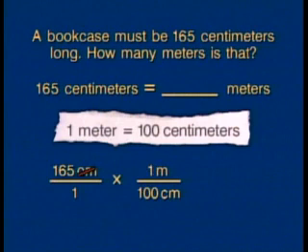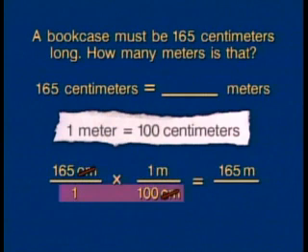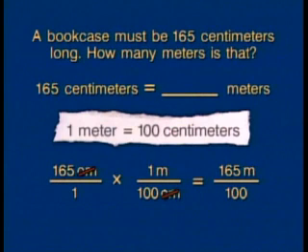Now we can cancel centimeters. Next, multiply. In the numerator, we have 165 meters. In the denominator, we have 100. This is a division problem. When we divide a number by 100, we move the decimal 2 places to the left. That gives us 1.65 meters, the same answer we found before.